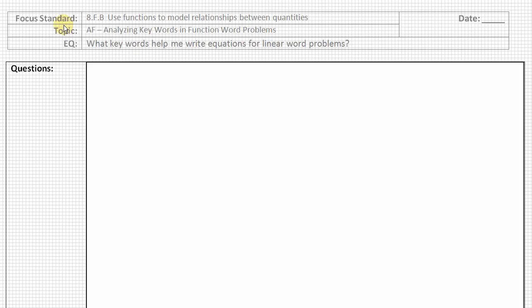Our focus standard for this lesson is from Grade 8 Functions, Standard B, Use Functions to Model Relationships Between Quantities. Our topic for this lesson comes from Analyzing Functions, where we're going to be analyzing keywords in function word problems. Our essential question today is, what keywords help me write equations for linear word problems?